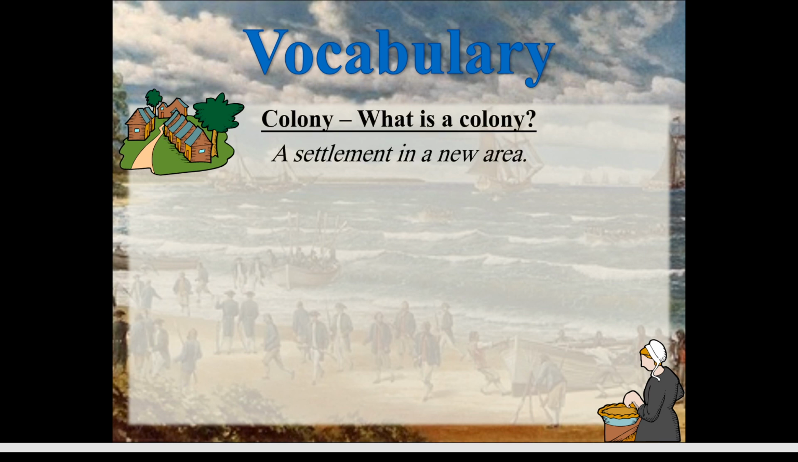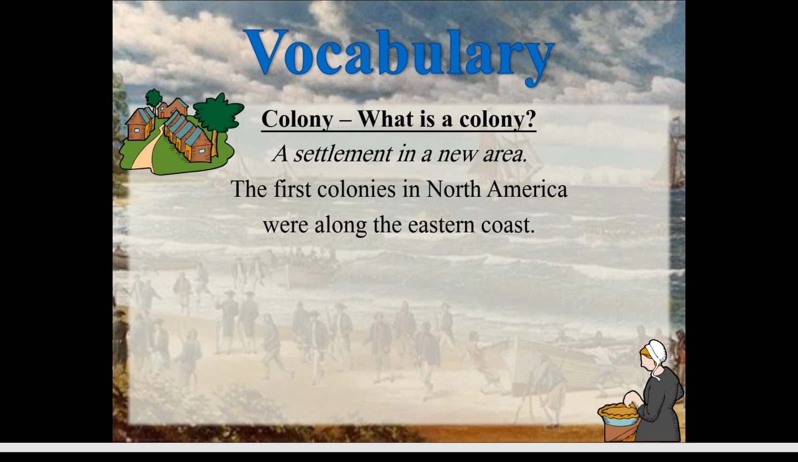First up is colony. So a colony is basically a settlement in a new area. This means that if you go to a new area, you're going to claim that new area is yours. All right? So the first colonies in North America were along the eastern coast. This means that most of the new colonies were along the eastern coast. Okay?